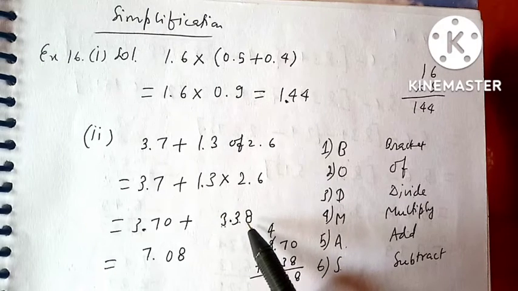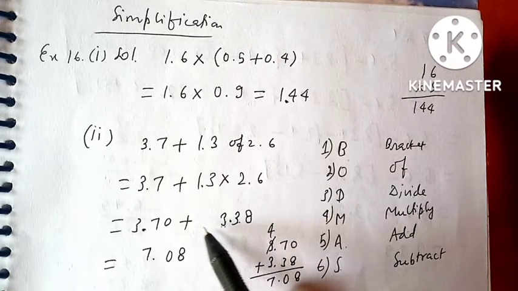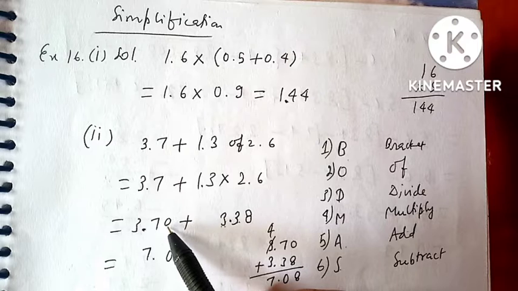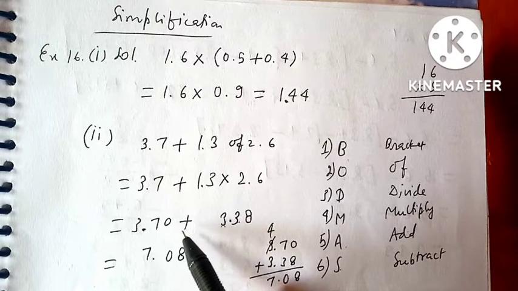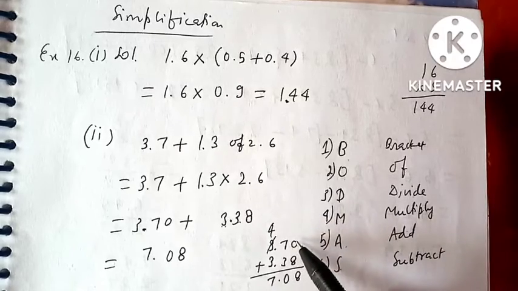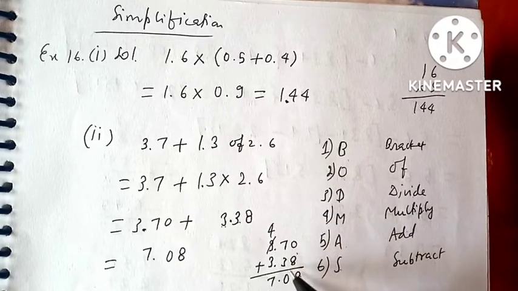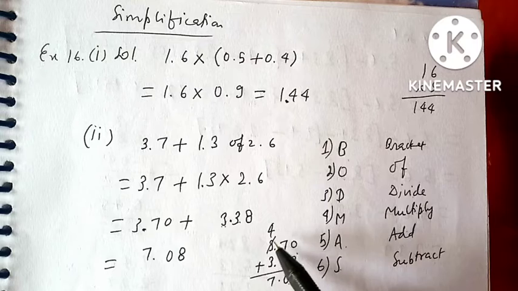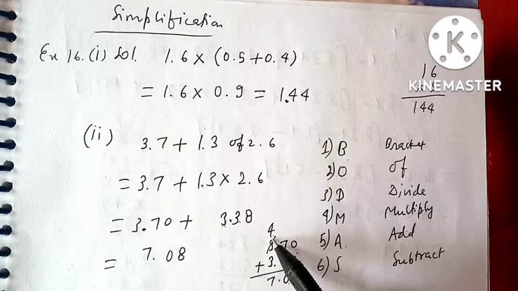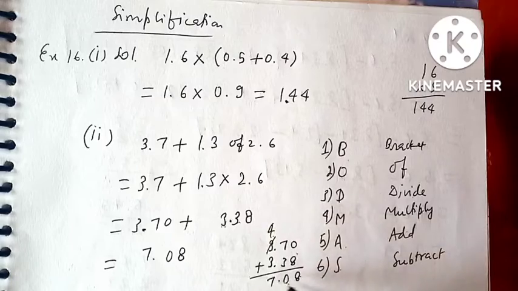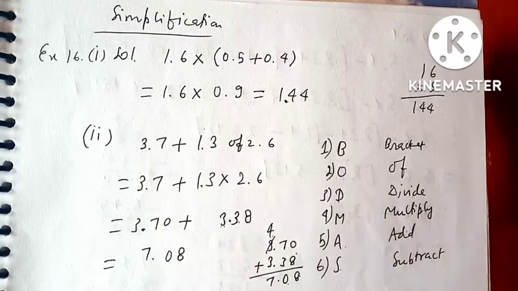For addition or subtraction, we must have number of decimal places same. So increase decimal places so that it becomes 3.70. Now we can add, and 0 plus 8 is 8, 7 plus 8 is 15, 5 and carry 1. Now this 3 is added with 1, we get 4. 4 plus 3 is 7. So the answer is 7.08.